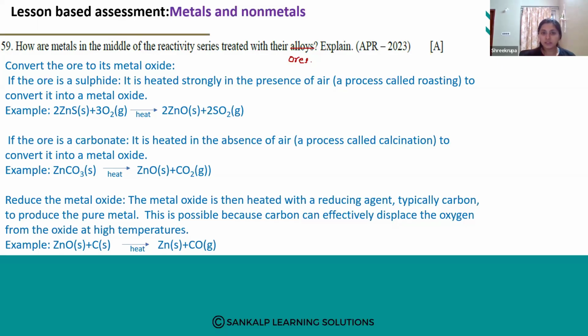So after converting metal ores into metal oxides, the next step we follow is to reduce the metal oxide. After reduction, we will get the metal. So the metal oxide is heated with the reducing agent, typically carbon or coke. We will get pure metal in this step.